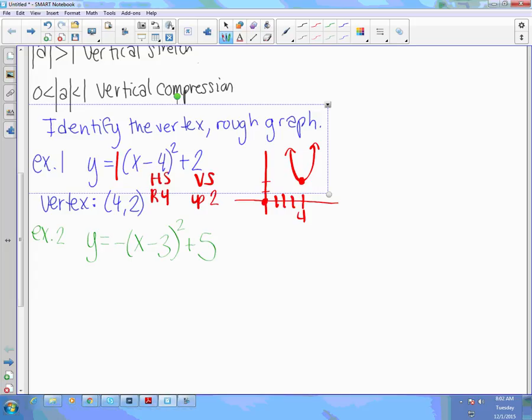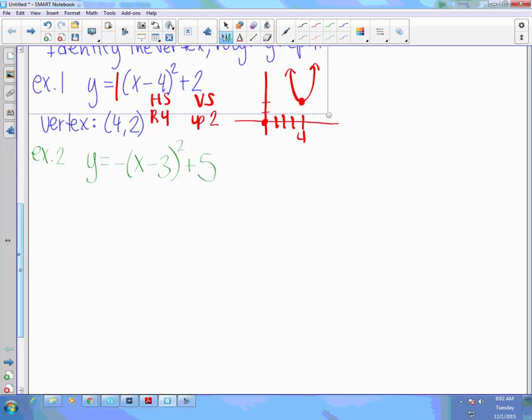Brandon, what do you get? You're close, but that sounds like the same thing to me. You need the opposite. It is a negative 3, so what's the opposite? Positive 3. So the vertex is positive 3, comma, 5. Opposite, same.